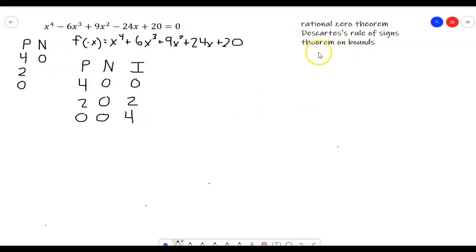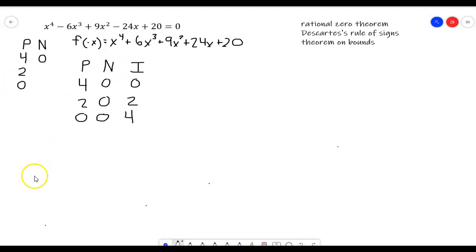Now let's look at the theorem on the bounds. And what that tells us, and this is a little bit weird, is that if I start with positive numbers and I use synthetic division, like a 1 and a 2 and a 3 and a 4 and I keep going, as soon as I get all positive numbers on the bottom row, then whatever number I used as my divisor for the synthetic division is going to be the upper bound. I can't go any higher than that.